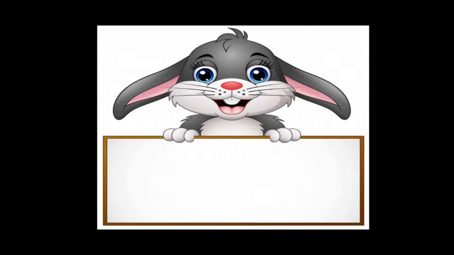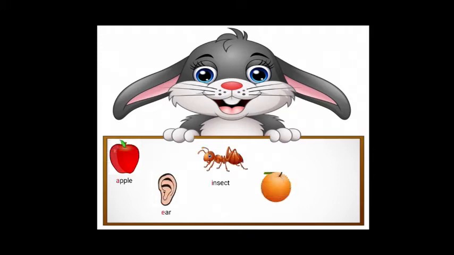Some words that start with vowels are apple, ear, insect, orange, umbrella.